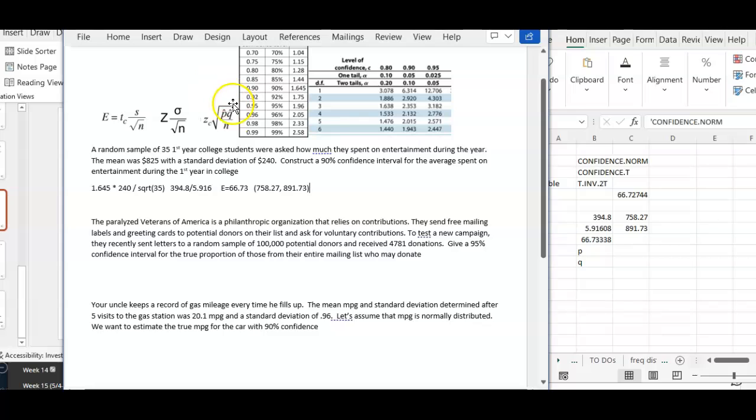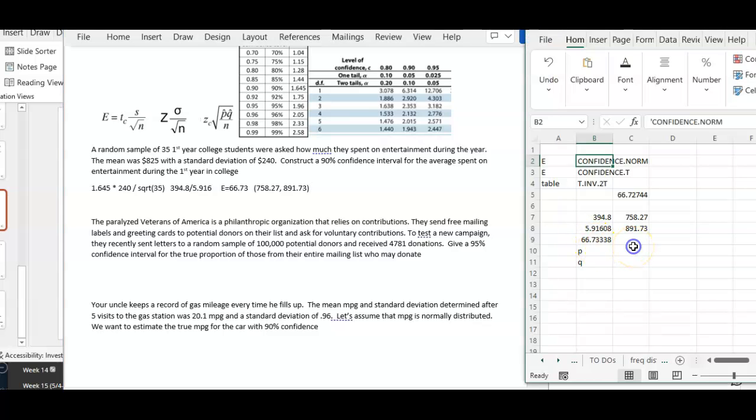We are using what we learned this week, which is a critical value z at a particular confidence level times the square root of the proportion or the probability of success times the probability of failure divided by the sample size, taking the square root of all of that. So we need to determine what P and Q are, and P is simply, out of our sample, the number that did return donations, which is 4781, and we're going to divide that by our sample size, which was 100,000.